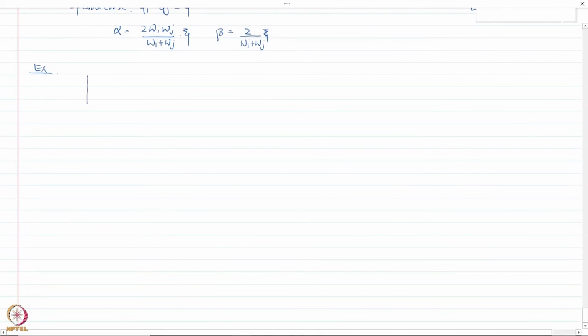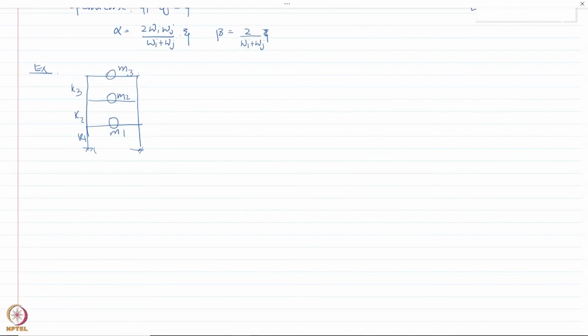In this example, a 3-story building is given to us, and there are some masses and stiffnesses. This is m1, m2 and m3. In general we need to find out the mode shapes and the frequencies, but for this case those are given to us. The frequencies are 11.57 for the first mode, then 31.62 for the second mode, and then 43.2 for the third mode. And the mode shapes are also given to us.